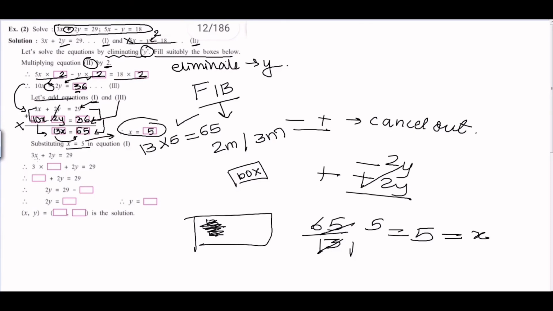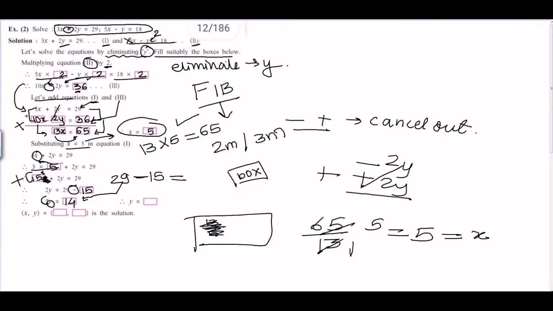Substituting x equals 5, which we just got, in equation 1. Now we are going to put the x value as 5. Now 3 into 5 is 15, only 15. Now 15 plus 2y equals 29. Now 15 is plus over here, right? When we put it on the other side we will get minus 15, so 29 minus 15. I hope this is clear. Plus 15 will go and become minus 15, and now we write 29 minus 15, the answer is 14, in the next box.